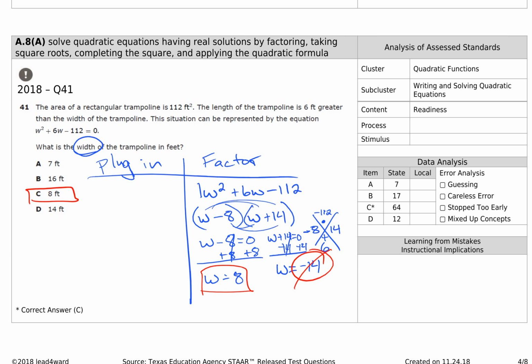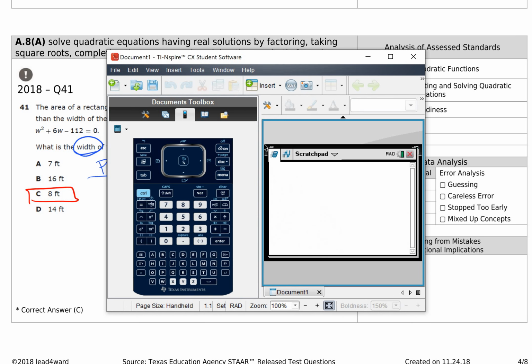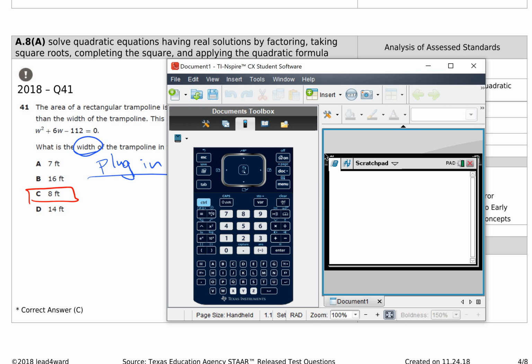Just to show, you can also, if you are uncomfortable doing the factoring, which hopefully you are pretty good at, but if you would prefer to plug in, you certainly can. You would take your calculator and write that equation, w squared, except instead of w, we would plug in our answer choices. You'd probably start at A and work your way down, but we know the answer is C, so let's go ahead and start there.